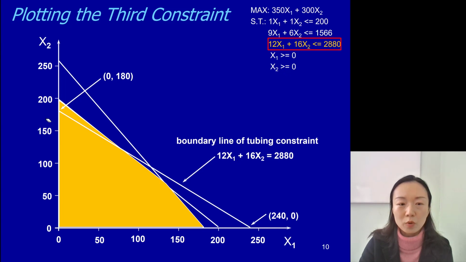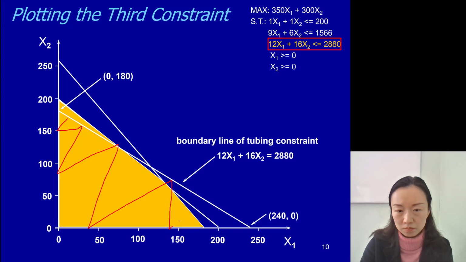Once we have this line representing this equation, we're going to find the area that represents our constraint, which is 12x1 plus 16x2 less than or equal to 2880. Since it's a less-than-or-equal-to constraint, we're again going to shade the area under it. So it would be something like this. That's the area under this line here.